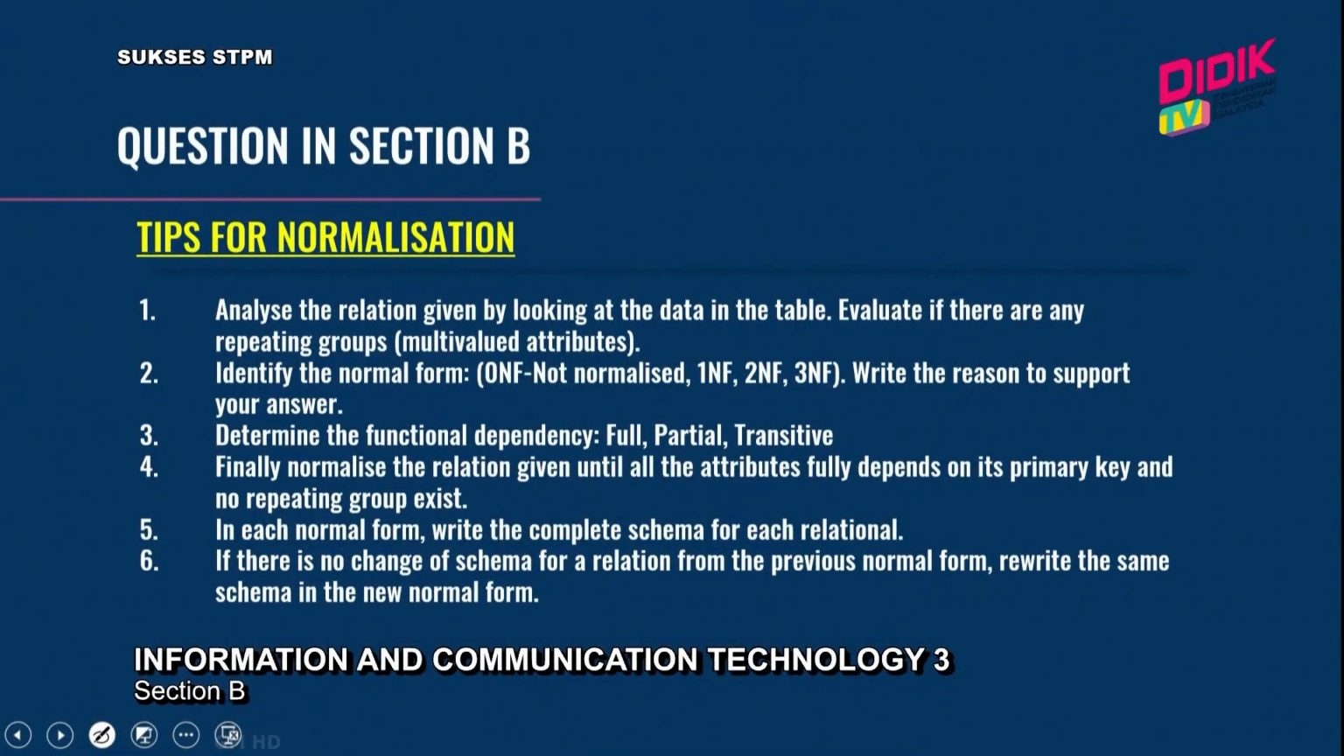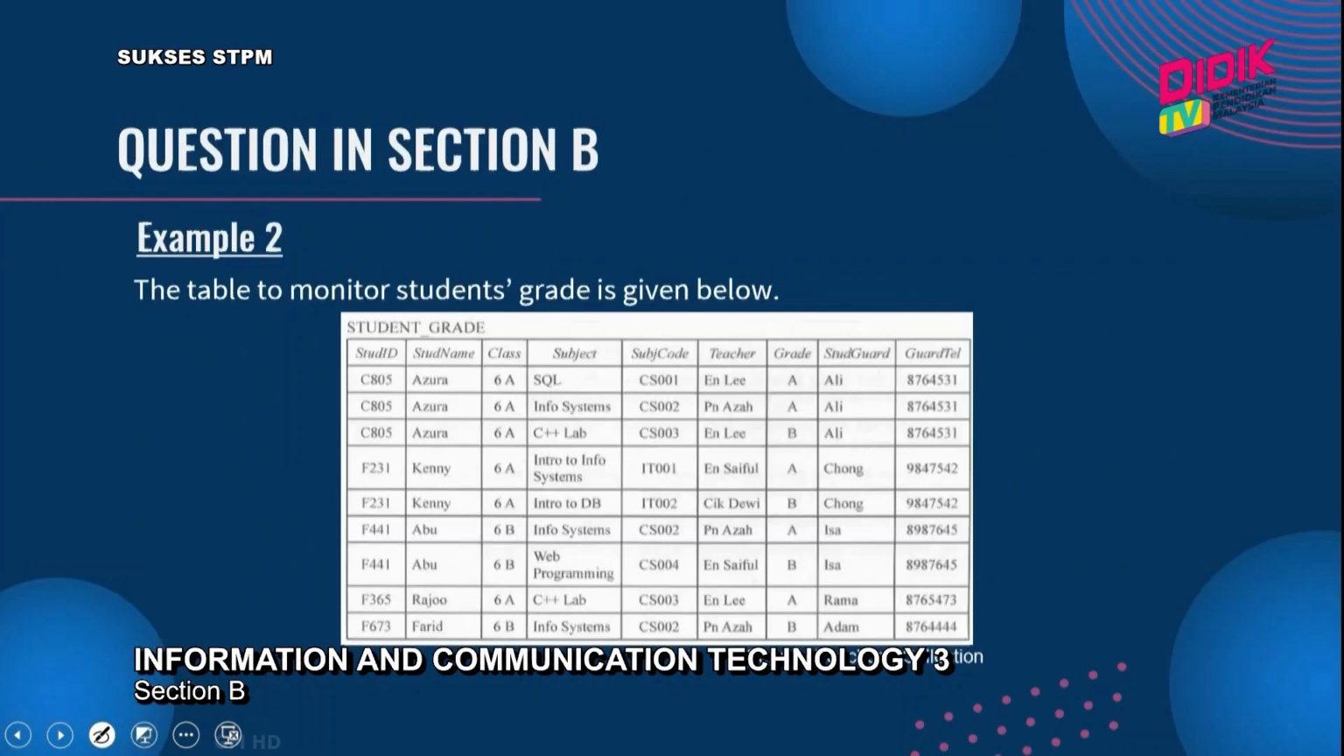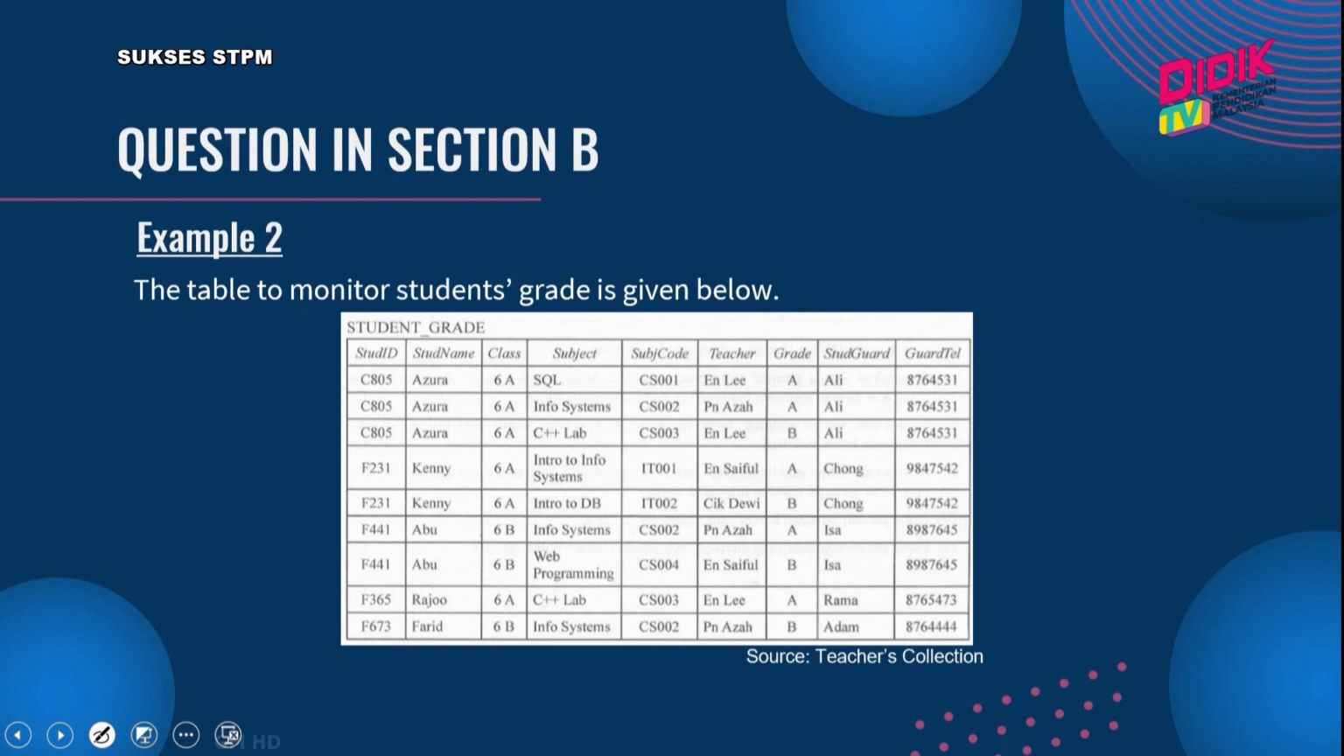the relation given until all the attributes fully depend on the primary key and no repeating group exists. In each normal form, write the complete schema. This is important because students might miss this. They don't write the schema. So this is very important. In each normal form, write the complete schema. And if there is no change of schema for the relation from the previous normal form, rewrite the same schema in the new normal form. This is very important. Number 5 and number 6 are important. Okay, let's look at this example. You are given a table and then you analyze the table.